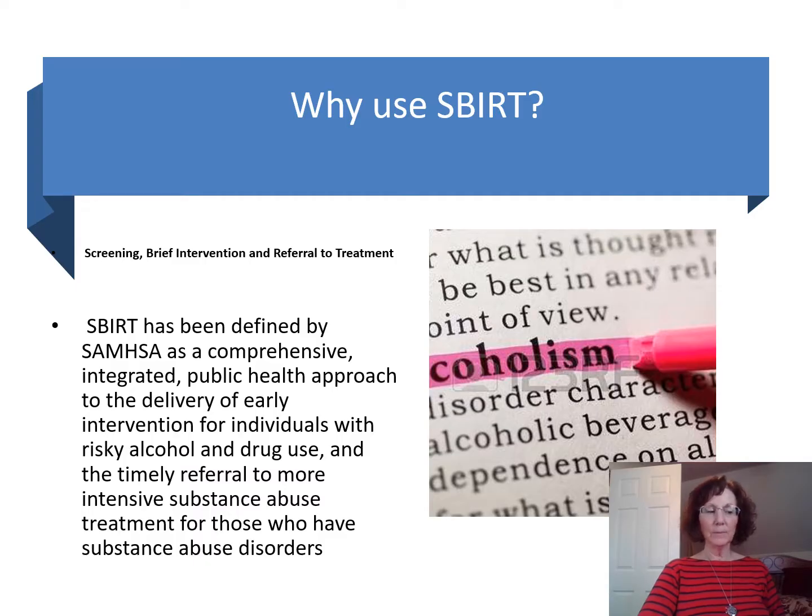Why use SBIRT? SBIRT is defined by SAMHSA as a comprehensive integrated public health approach to early delivery of intervention for individuals with risky alcohol and drug use. Screening and brief intervention and referral to treatment. SBIRT was originally developed as a public health model designed to promote universal screening, secondary prevention, detect early signs of hazardous use, have early interventions, and refer people to treatment for problematic or hazardous alcohol problems.